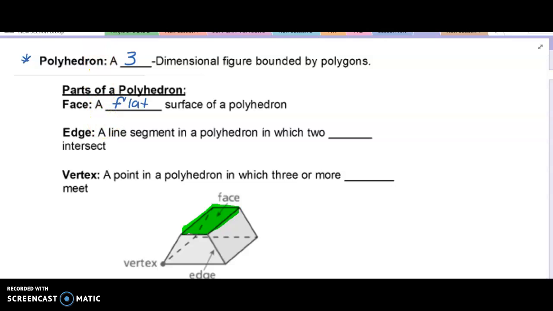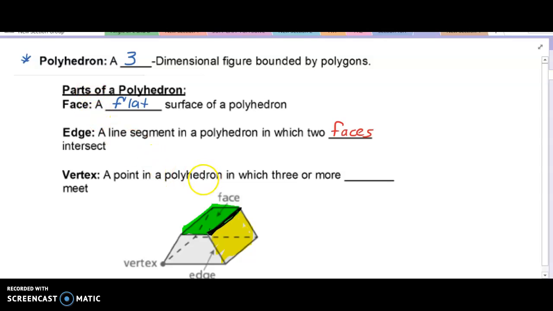Now an edge is a line in which 2 faces intersect. If I were to highlight this face too, there are 2 faces that I just highlighted. Notice that they intersect at this line right here, this crease or this fold. This would be an edge. The whole line there would be an edge.